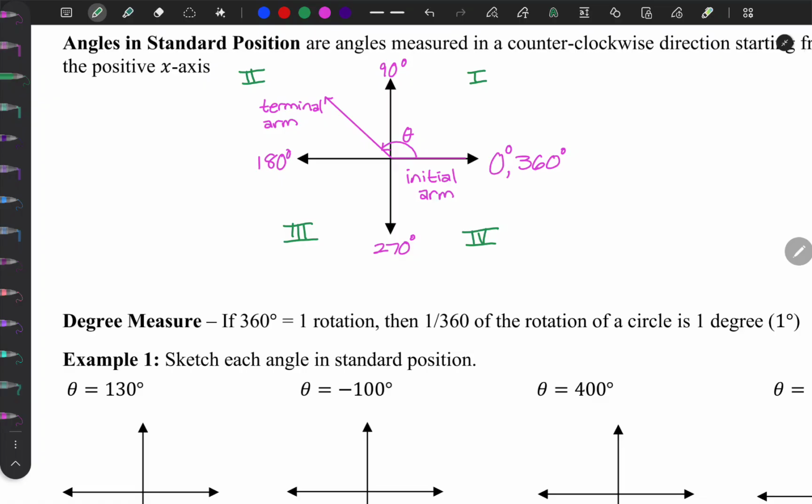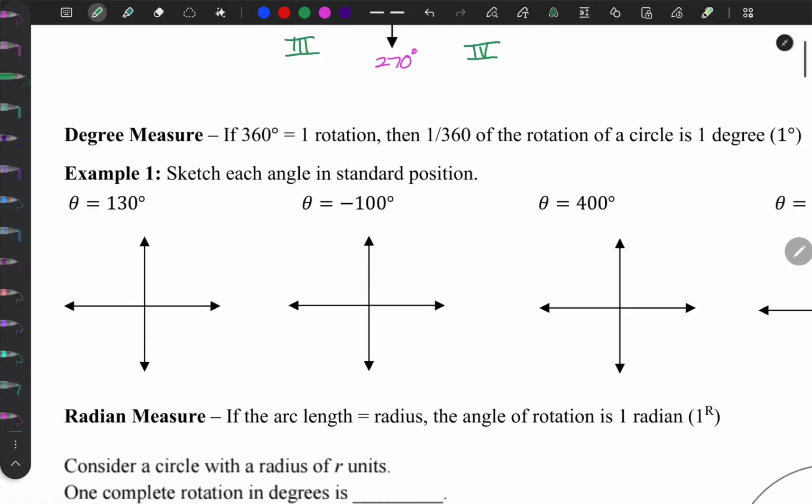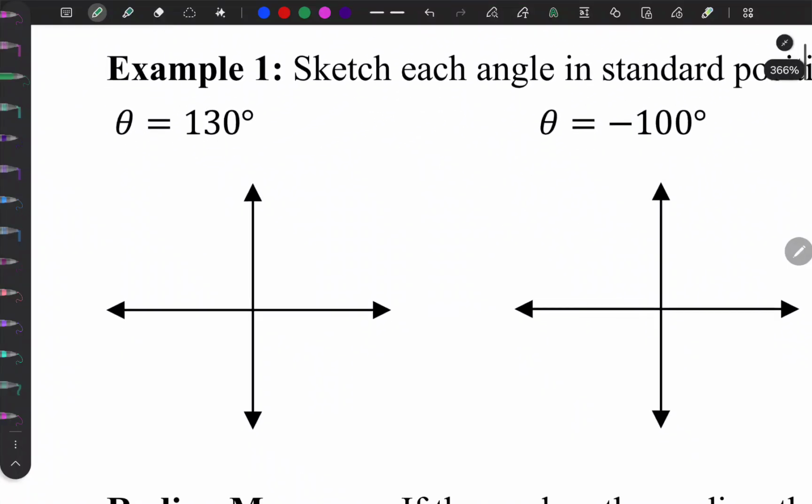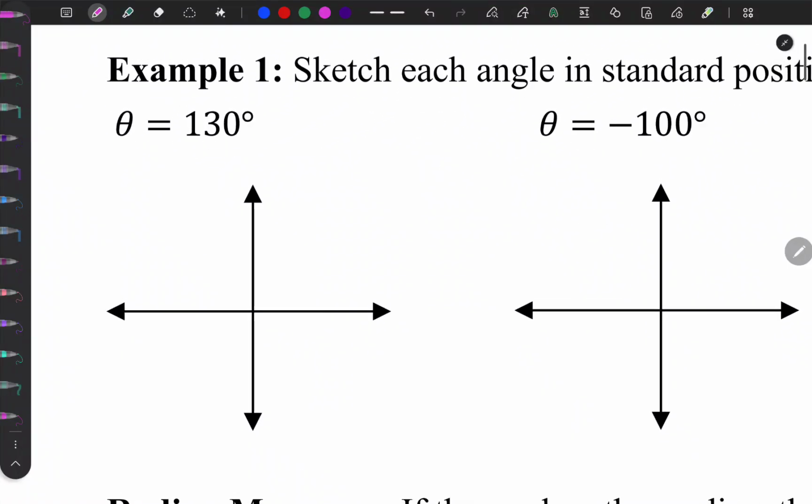Let's practice sketching a few angles in standard position. So I'm just going to zoom in on example 1. For 130 degrees, we know that will be between 90 and 180. It's close to the middle, but slightly closer to the 90. So we draw our initial arm, we draw our terminal arm, we start at the initial arm and go counterclockwise to the terminal arm. If you know the angle, you can label it with the angle, otherwise you can put a theta there.